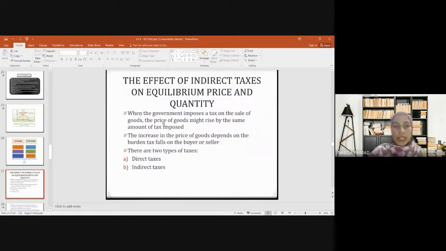Sampai situ sahajalah untuk hari ini. So insyaAllah in the next class kita akan lihat pula non-price. Ya, government intervention untuk non-price control pula, ya, which is tax and also subsidy. Okay, as for today, kita buat latihan sikit, ya, latihan dalam textbook.